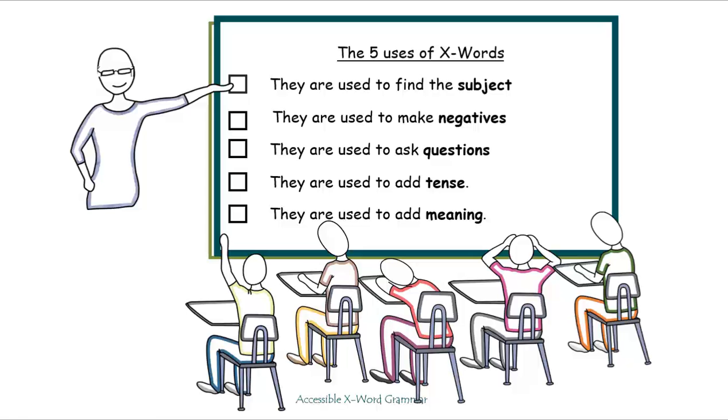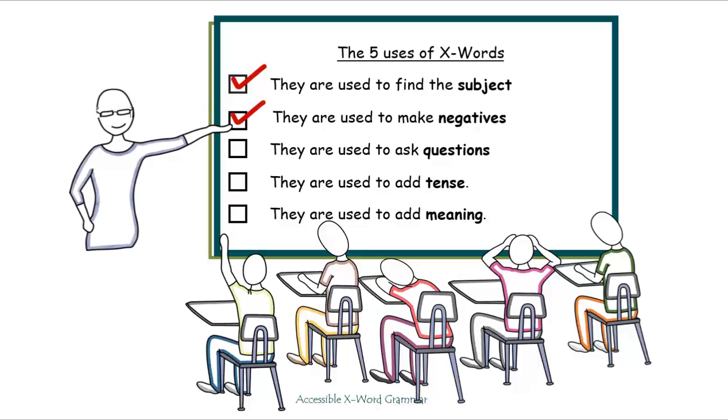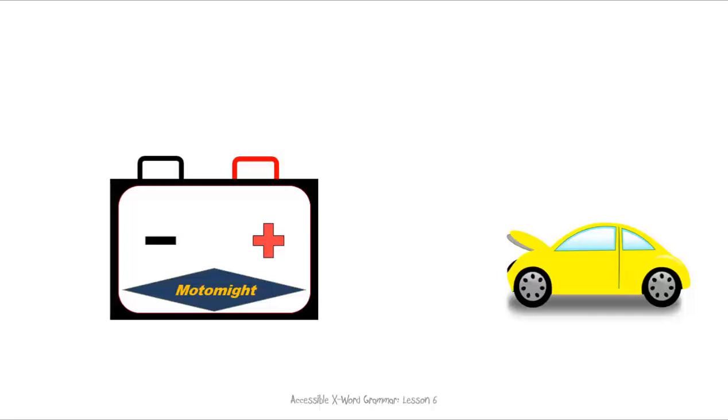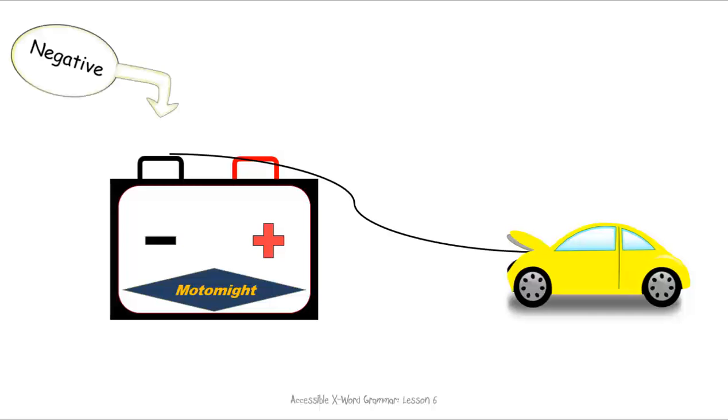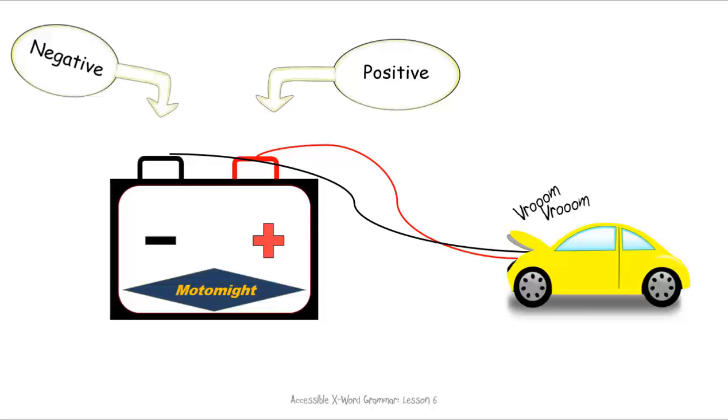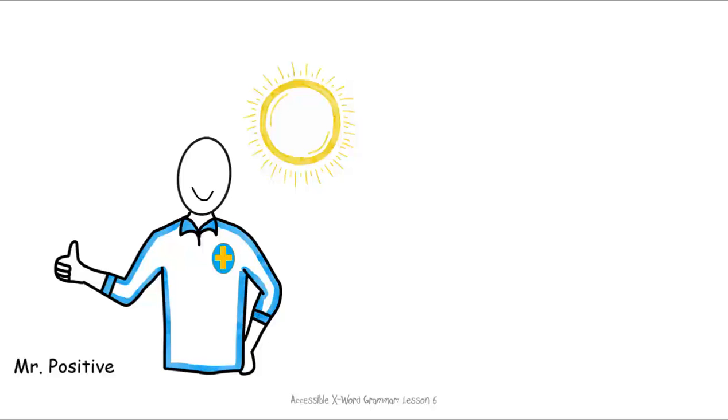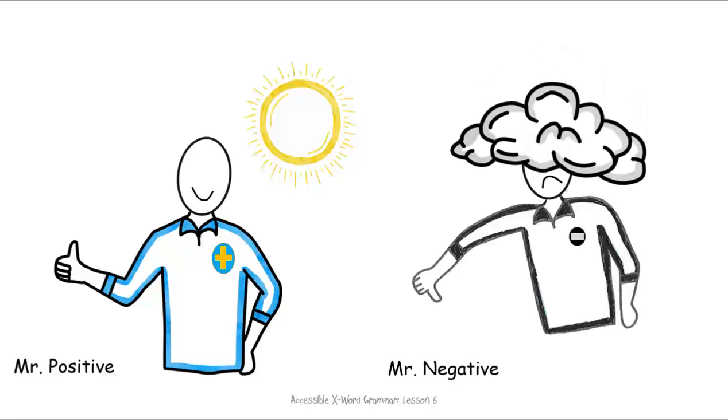We have seen how X words are used to find the subject. The purpose of this lesson is to learn how they are used to make negative statements. In everyday English, the opposite of negative is positive. A positive person always looks on the happy side of things. A negative person is always unhappy.